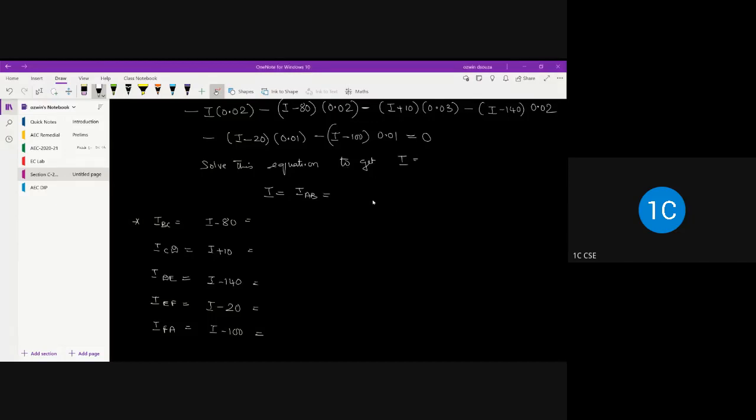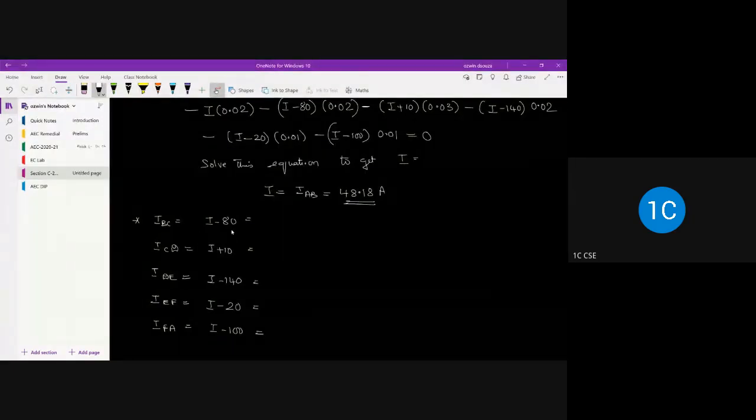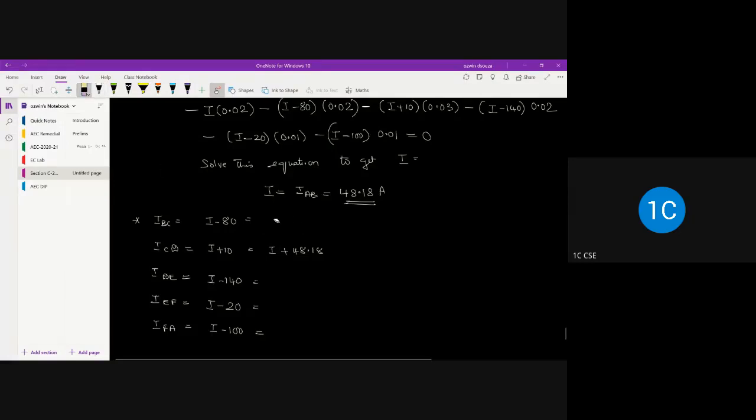Okay. See, once you get the answer for IAB, which is actually the unknown current I itself, then all that is required is substituting that particular current in the different equations to get the current values. So this becomes I minus 48.18, and this becomes I plus 48.18.